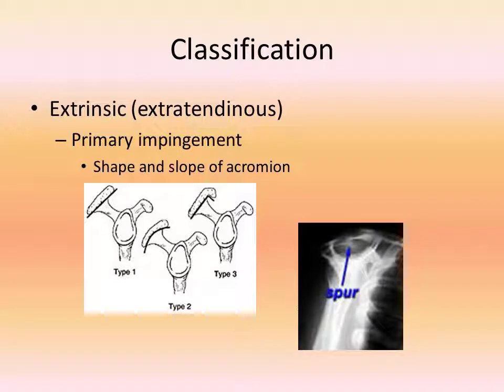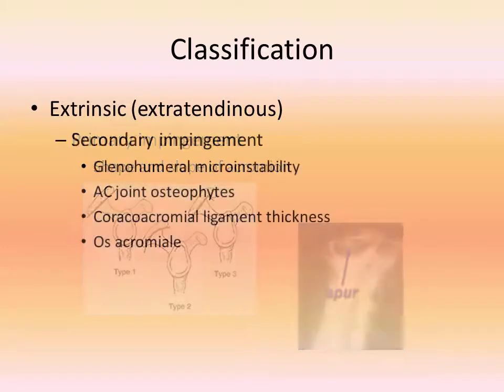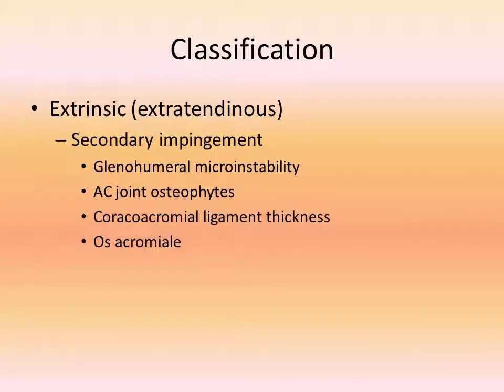Primary impingement can be due to the shape and slope of the acromion, which results in rotator cuff mechanical attrition. You can have different shapes, such as a type 1, which is a flattened shape, type 2, which is curved, and type 3 with a hook. Type 3 is going to be a greater incidence of impingement than a type 1 or type 2. In a type 4, you actually have spurs projecting off of the acromion, and this is going to be your highest incidence of impingement.